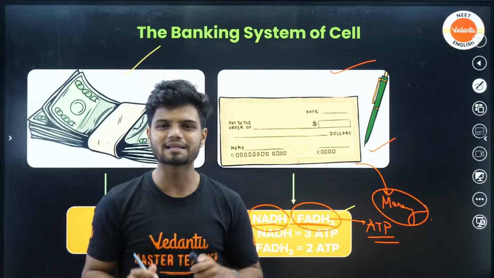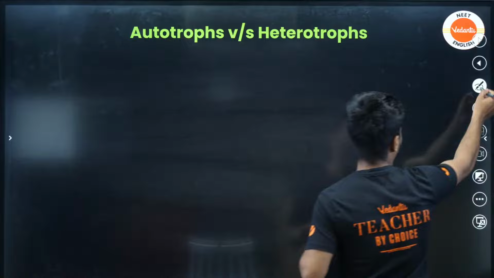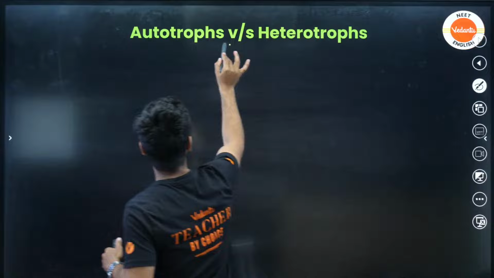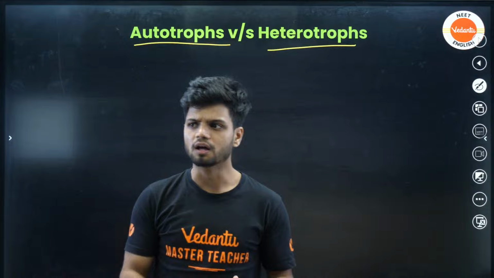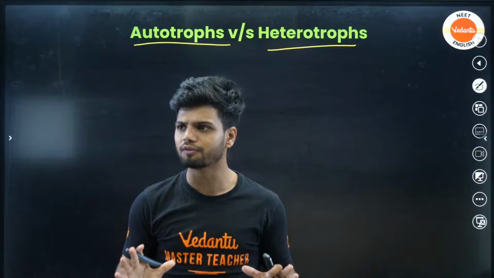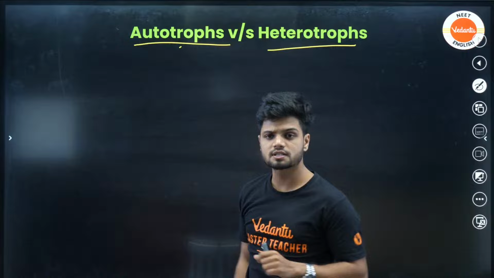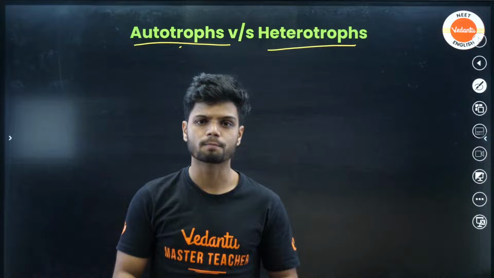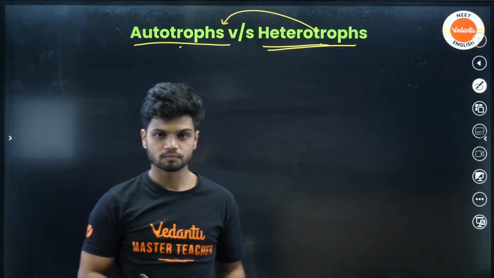Now, the next basic concept which is given in your NCERT. What is the difference between autotrophs and heterotrophs? Can anyone in the chat tell me? First, all of us know autotrophs prepare their own food. Heterotrophs depend on autotrophs. But can you tell a new definition, sir? Can we understand it in a better way?